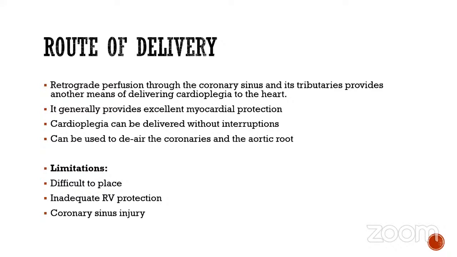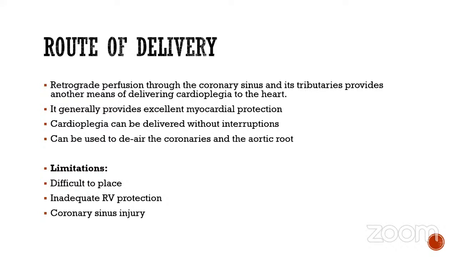It can give inadequate RV protection. One reason for this is that as you insert the catheter or the cannula of the retrograde cardioplegia, it goes beyond the entrance of the middle cardiac vein, and thereby you are not delivering enough cardioplegia to the right ventricle. This is one reason why the RV is not adequately protected.